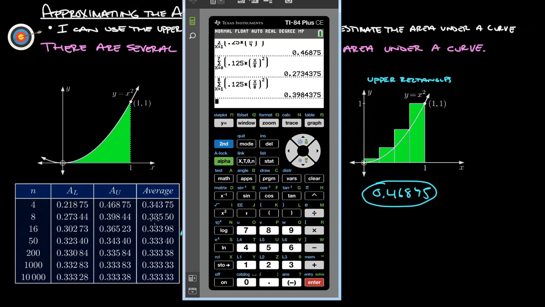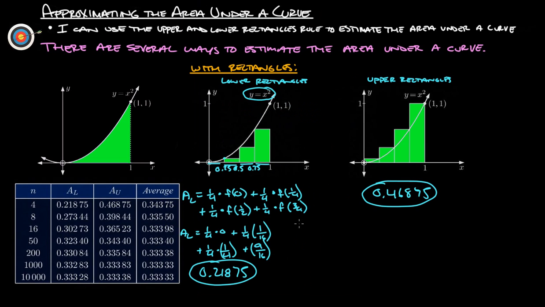And then if we add those together and find the average, we are getting a little bit closer to what it would be if we went through and did it all the way to, say, 10,000. Okay, so this is approximating the area under a curve using lower rectangles and upper rectangles, and then just finding the average of those two. Okay, so that's one way to do it. In the next video, I'm going to show you how to do that with trapezoids.